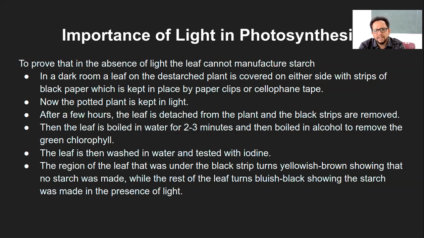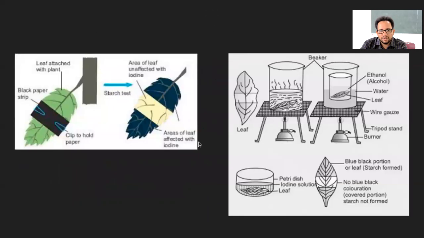And this particular plant is again kept in light, and after a few days the leaf is detached from the plant. I forgot to mention the black strips. So what you do is you attach a strip-like thing on the leaf, so that no light is received by this particular area of the leaf, and then you keep the plant back in the light as it is, with the black strip being there.